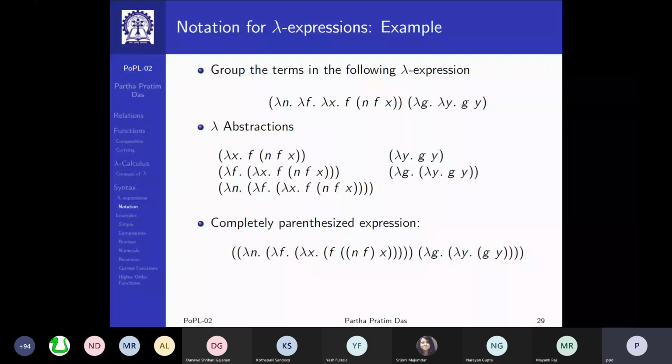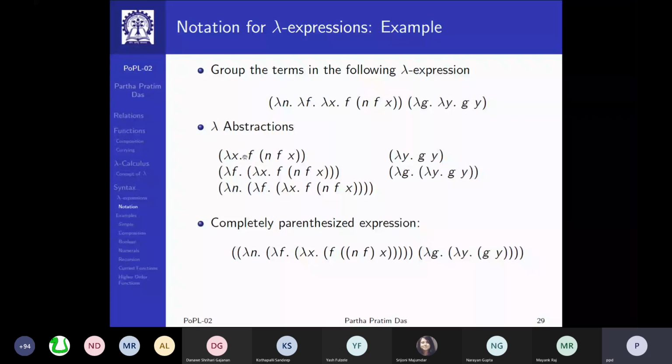so I have lambda x dot this f n x. So this is the first abstraction. Then I have another abstraction on top of this, which is with lambda f. Then I have another which is lambda n. So these are the different abstractions.